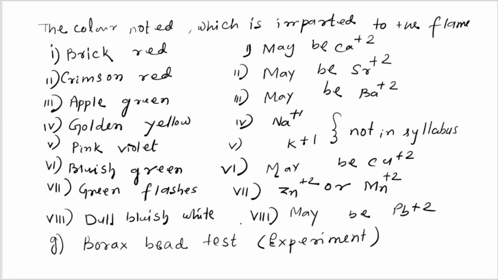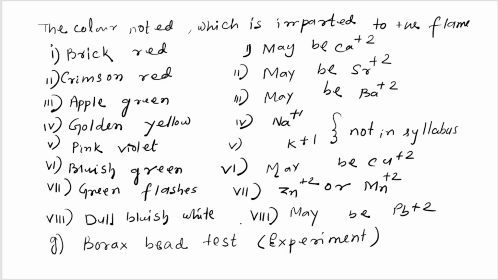So these are the colors you will observe, and very important here are brick red, apple green, golden yellow and bluish green. These are the very important factors where one can say maybe Ca+2 or Sr+2 or Ba+2 like this.